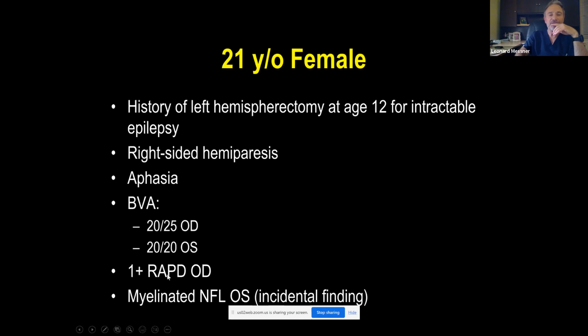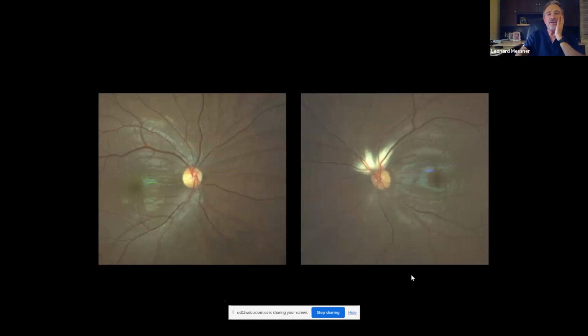She's got an afferent pupillary defect in the right eye, and she's got myelinated retinal nerve fibers in her left eye. Is purely an incidental finding. So here you can see in the left eye, these are her myelinated nerve fibers. If you look at her right optic nerve, you can see that she's got pallor on the temporal side. She's got pallor on the nasal side. And when you see this, this is something called bow tie optic atrophy.